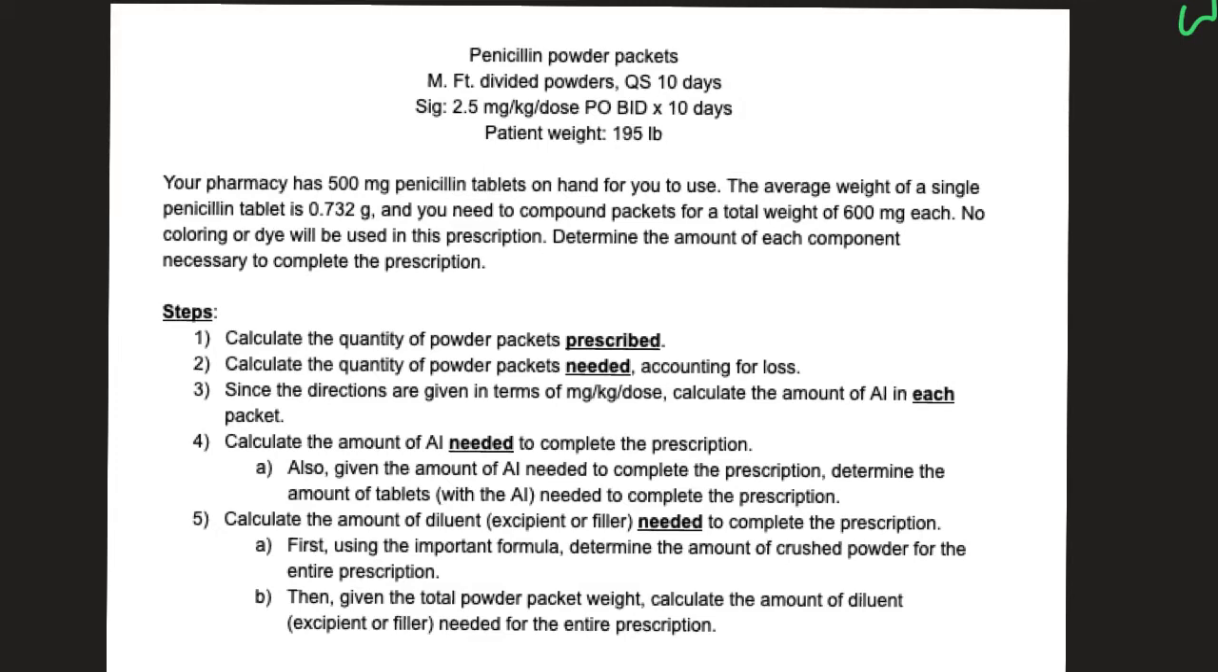Our pharmacy has 500 milligrams of penicillin tablets on hand for you to use to crush. The average weight of a single penicillin tablet is 0.732 grams, and you need to compound packets for a total weight of 600 milligrams each. No coloring or dye will be used in this prescription, and we're going to determine the amount of each component necessary to complete the prescription.